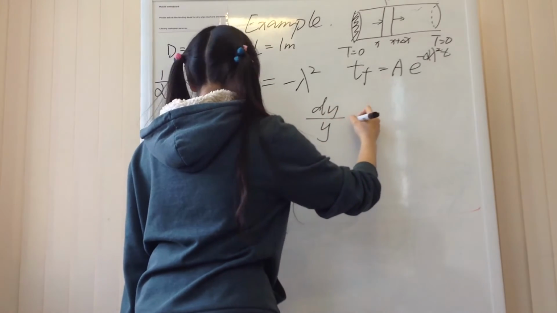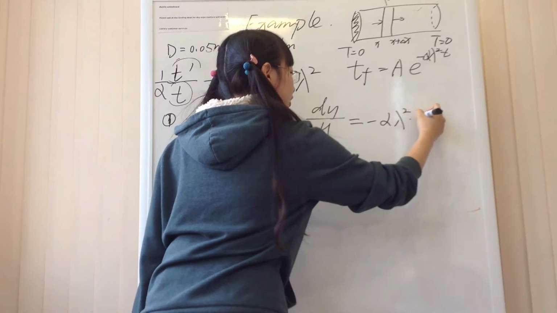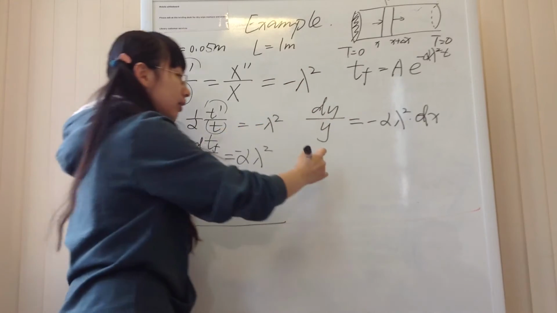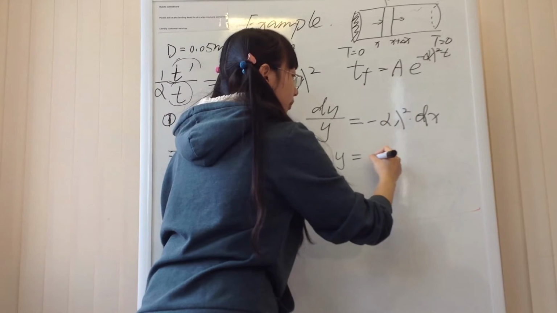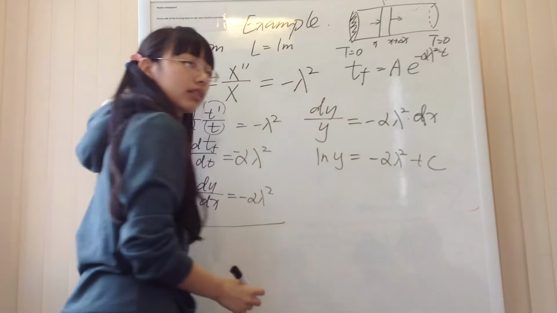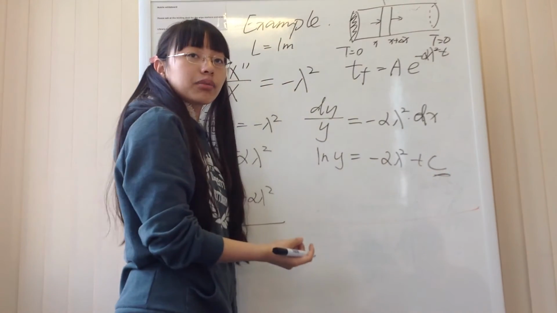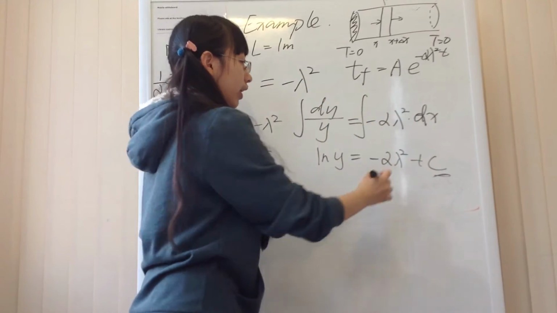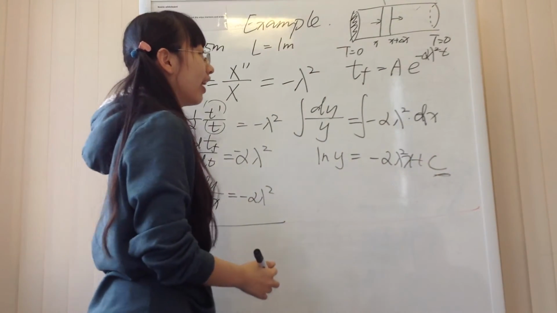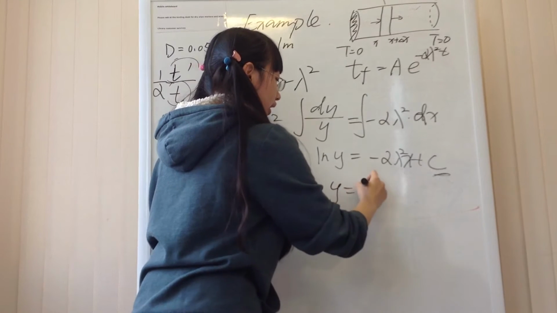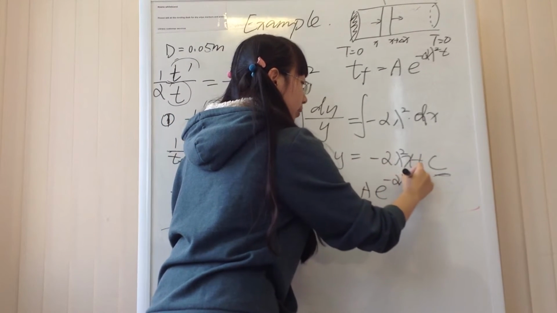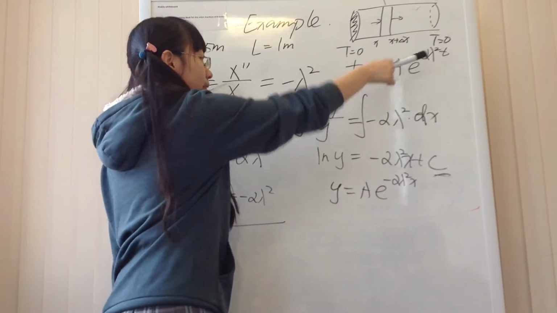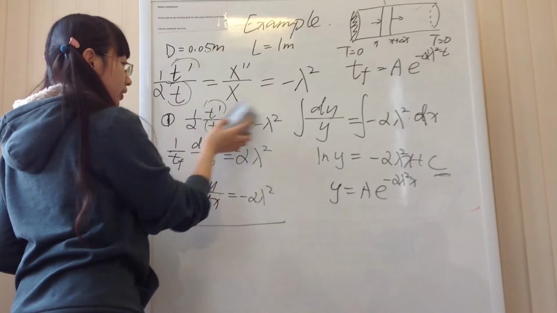dy over y equals minus alpha lambda squared times dx. This is exactly the same as this one, right? And then you do the integration on both sides. You get log y equals minus alpha lambda squared x plus c. Plus c is the constant you always get from integration. And then you get y equals a times e to the power of minus alpha lambda squared x, and c comes to the front as a. So this is what you get: tf equals a times e to the power of minus alpha lambda squared x on t. So that's the first part.